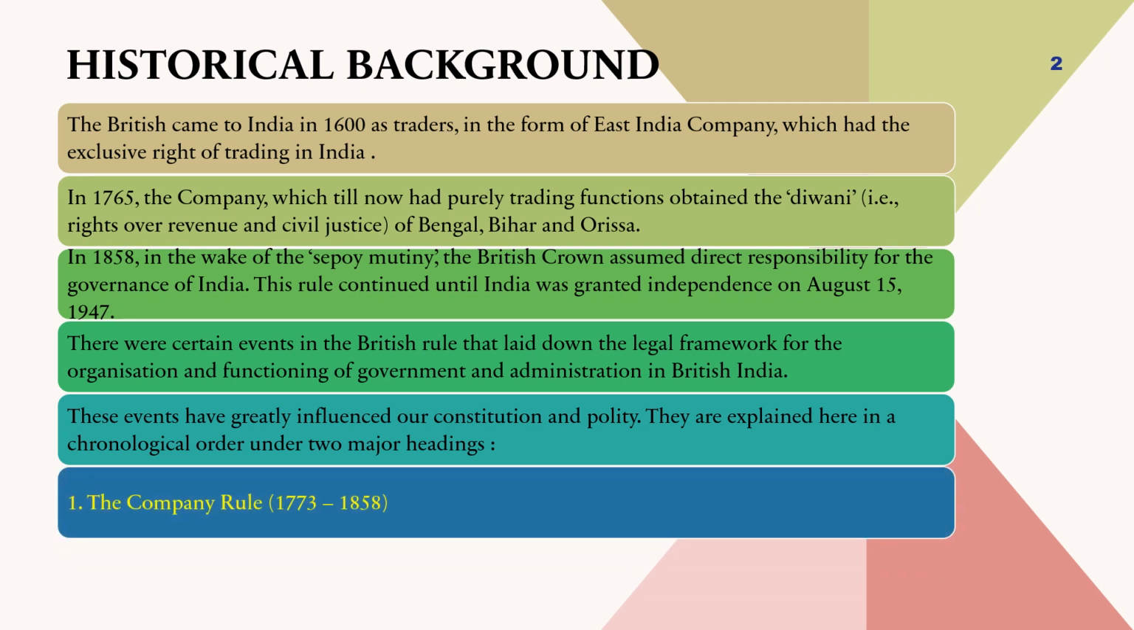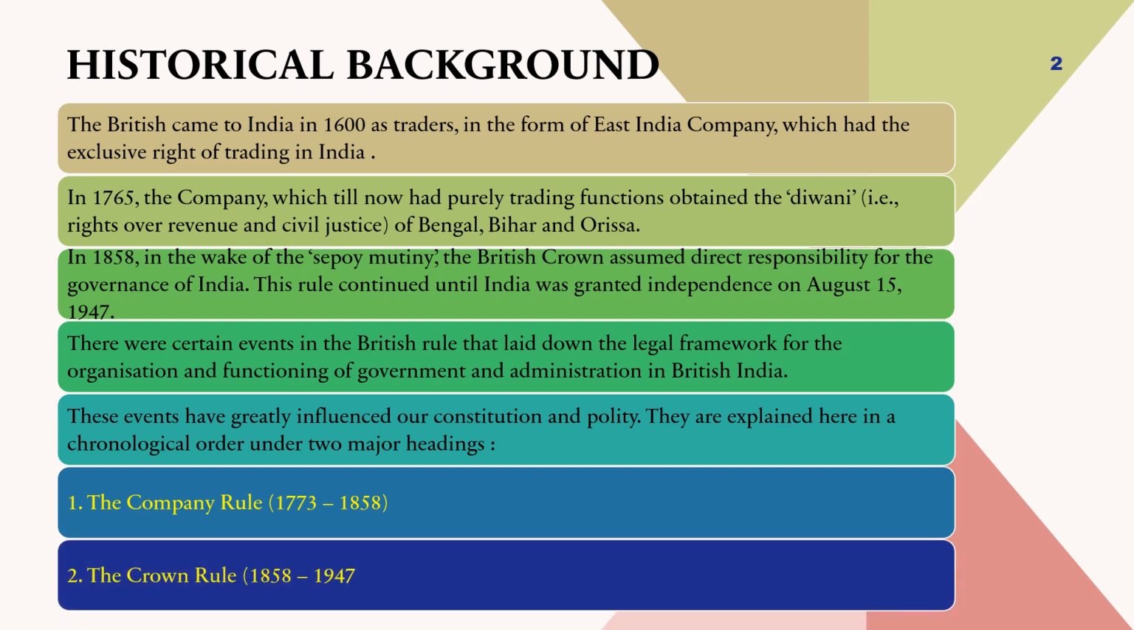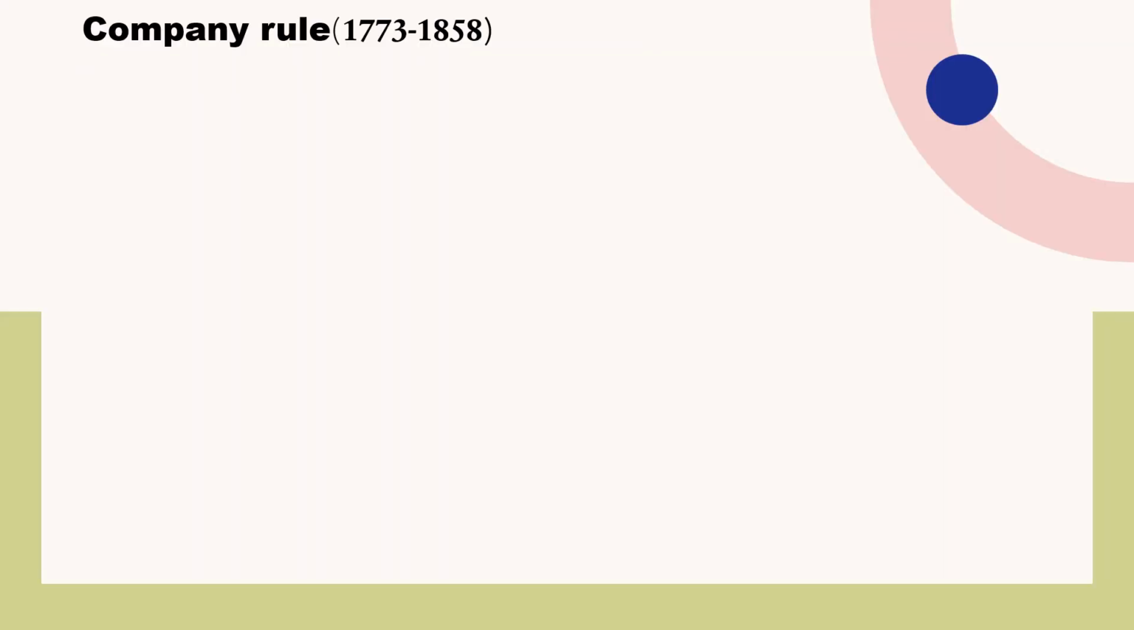They are explained under two major headings, that is, company rule and crown rule. Under company rule, the company was the main power, and after the Sepoy Mutiny, the crown rule came to power. It continued until independence. Under company rule, the first one is the Regulating Act of 1773.